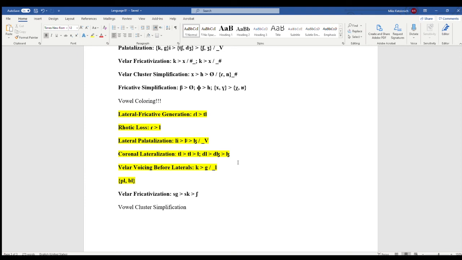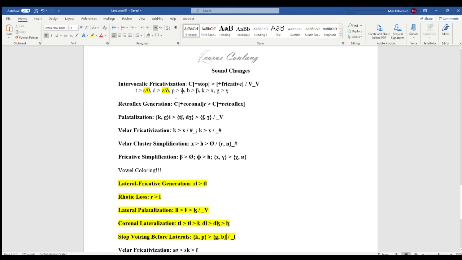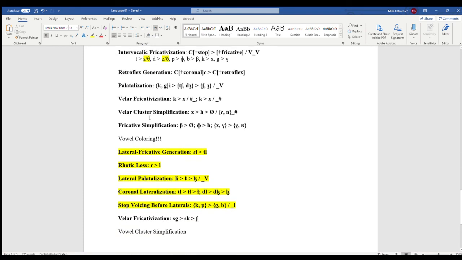I'm okay with that, I think. So we'll call this stop voicing before laterals. K becomes g. So I'm actually going to do it this way. K, p becomes g, b before L. Man, let me double check this one more time. I know this video is getting a little long now, but I think that's okay. I never addressed those, but I implicitly promised I would.